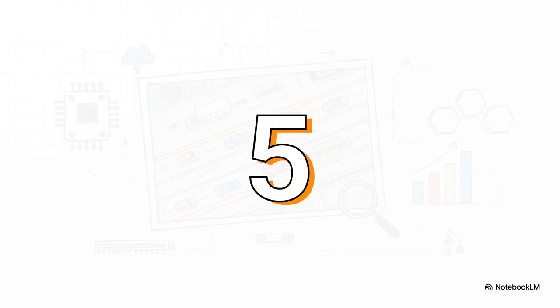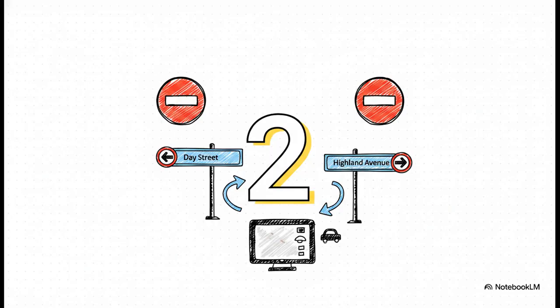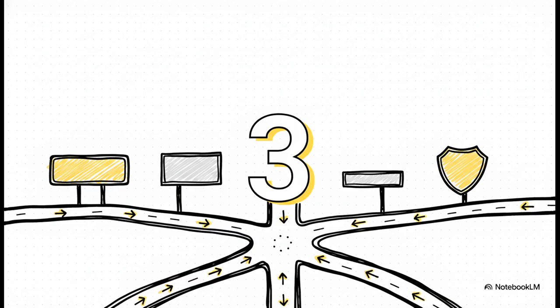The sign confirms there are 5 different streets or arms coming into this intersection: Elm, Day, Dover, Holland, and Highland. Simple enough. Next, see those do not enter symbols? Those tell the model something crucial. Day Street and Highland Avenue are one-way exits. You can go out, but you can't come in. And just by process of elimination, that means the other 3, Elm, Dover, and Holland, have to be two-way streets. And just like that, with only those simple rules, the basic skeleton of our digital intersection is built.